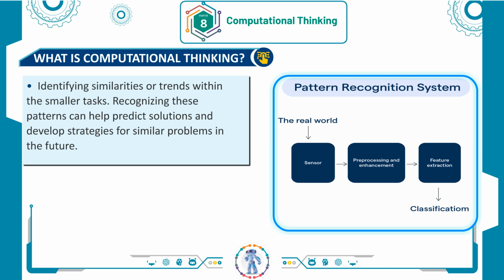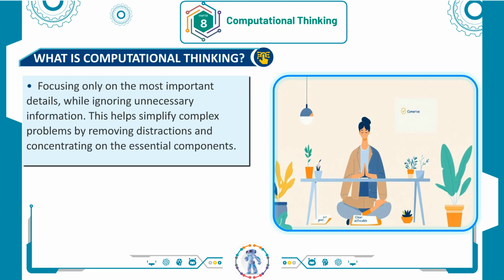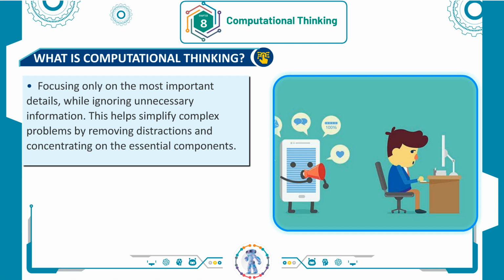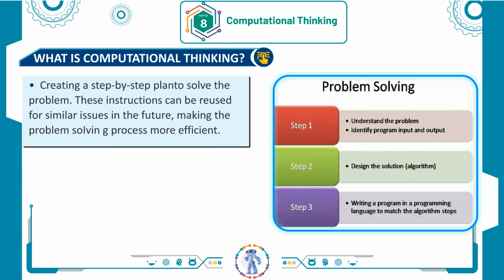Identifying similarities or trends within the smaller tasks. Recognizing these patterns can help predict solutions and develop strategies for similar problems in the future. Focusing only on the most important details while ignoring unnecessary information. This helps simplify complex problems by removing distractions and concentrating on the essential components. Creating a step-by-step plan to solve the problem. These instructions can be reused for similar issues in the future, making the problem-solving process more efficient.